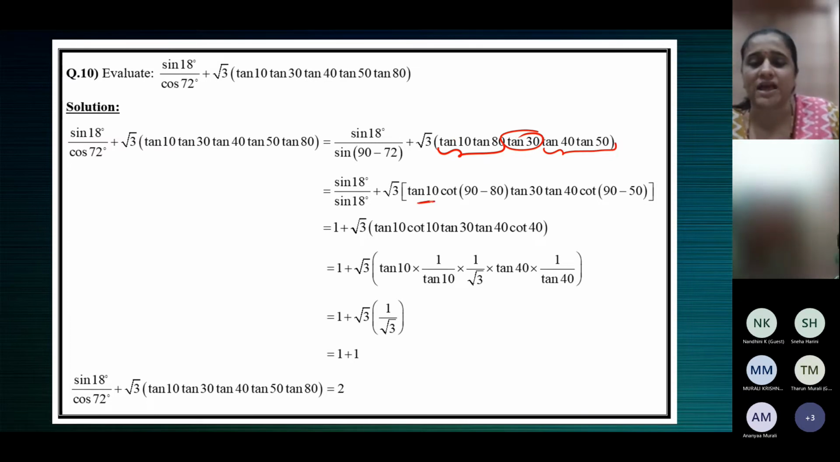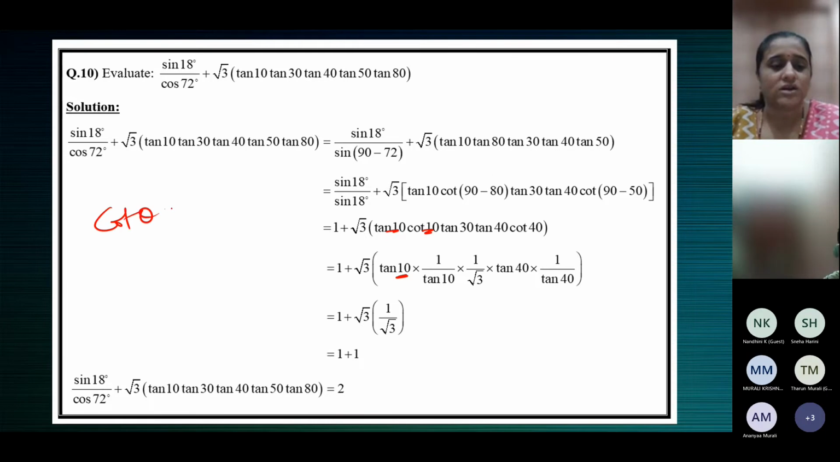I have written tan 10 as it is and changed tan 80 to cot 90 minus 80. Here in this pair, tan 40 I've written as it is. Tan 50 is cot 90 minus 50. Now next step, tan 10 as it is. 90 minus 80 is 10. So cot 10. Tan 30. Tan 40. And 90 minus 50 is 40. Cot 40. So subtract and write the results. That's the next step. Then 1 plus root 3, open bracket, tan 10, I've written as it is, cot 10.